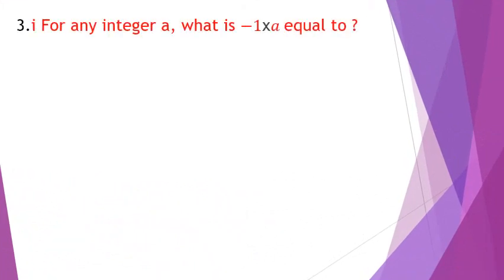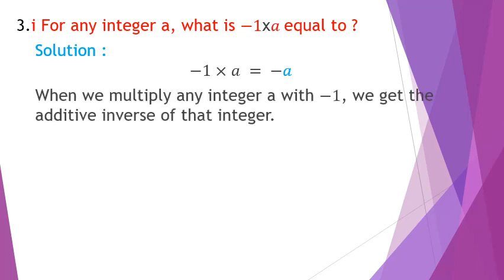Next, question number 3. For any integer a, what is -1 into a equal to? -1 into a equal to -a. That means when we multiply any integer a with -1, we get the additive inverse of that integer.